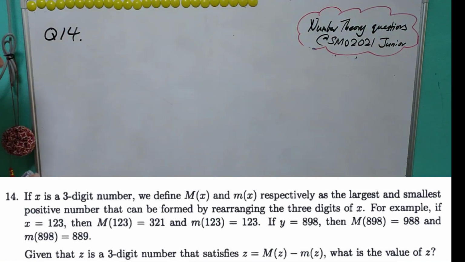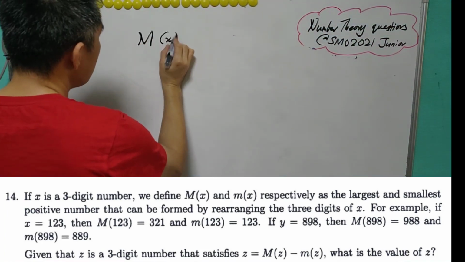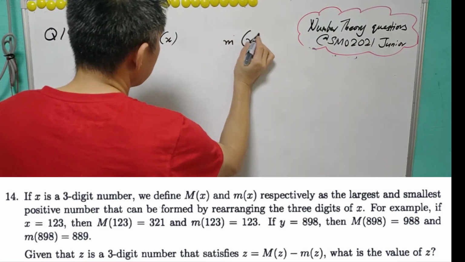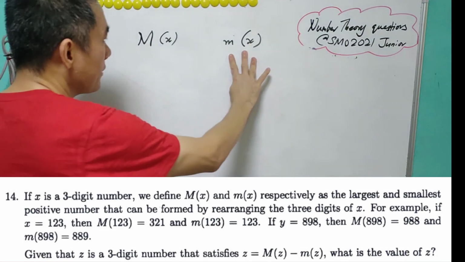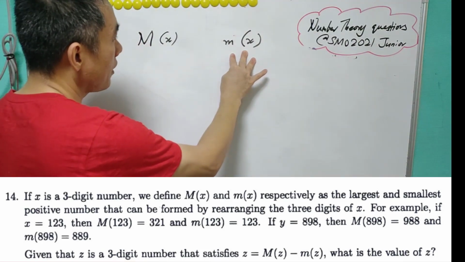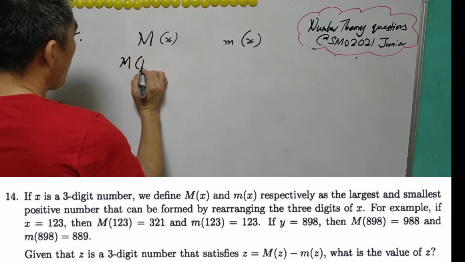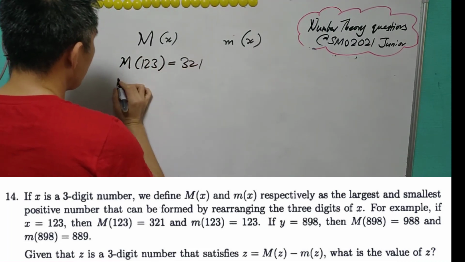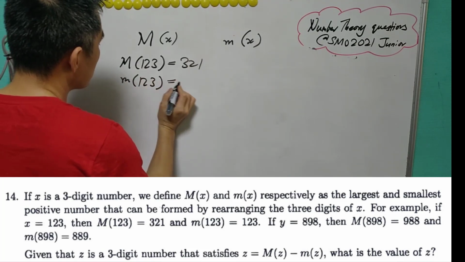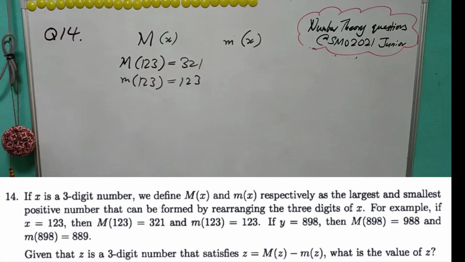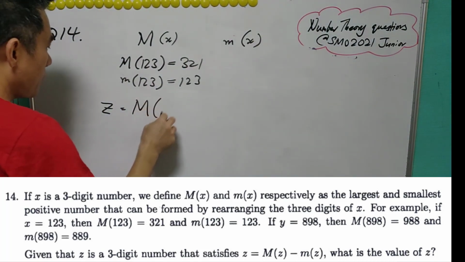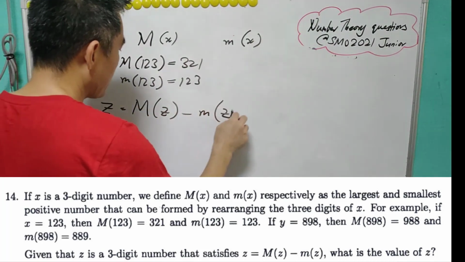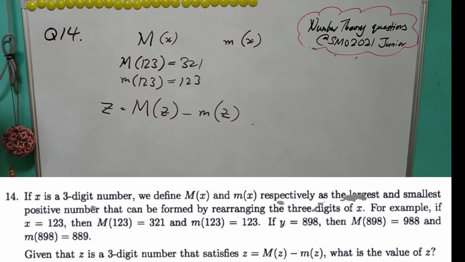For any 3-digit number x, we define the big m of x and the small m of x as the largest permutation of the 3-digit x, and the smallest permutation of the 3-digit x. For example, big m of 1, 2, 3 will equal 3, 2, 1, and small m of 1, 2, 3 equals 1, 2, 3. Okay, so let's say now z is a 3-digit number such that z equals big m of z minus small m of z. We are asked to find what is the value of z.